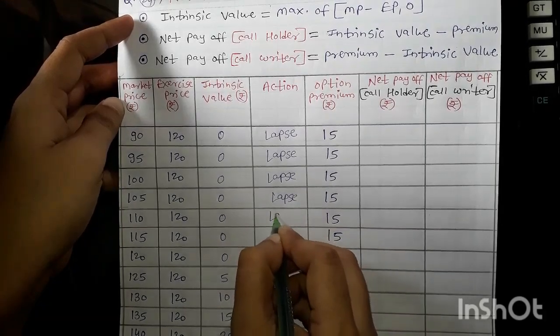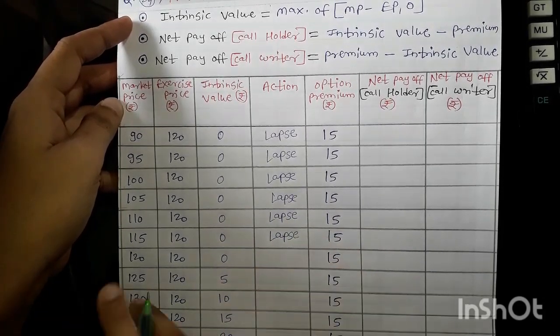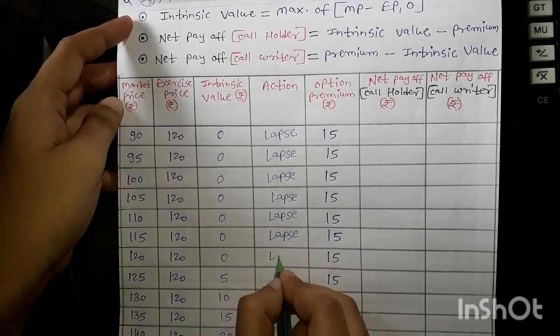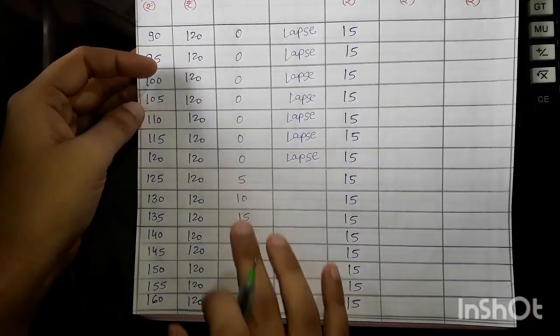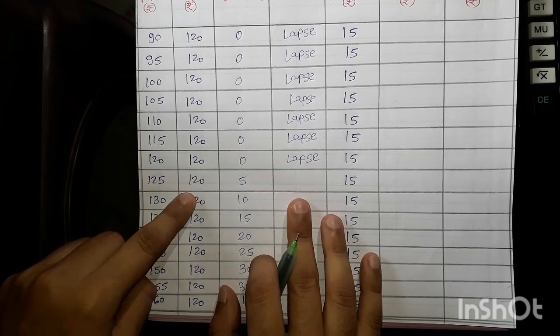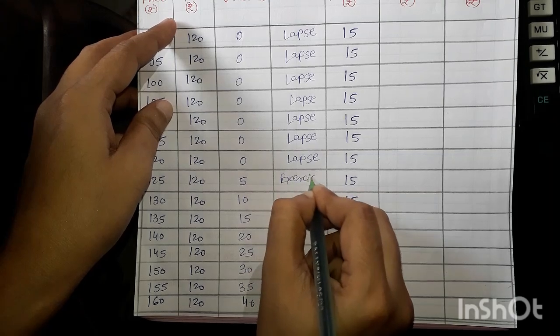So here everywhere it will lapse, till the last 0 it lapses. Now here both are equal, then you can go for the market, so here also it lapses. But here positive figures are there, which means the option will be exercised, because the market is offering at a higher rate and the exercise price is lower, so we will obviously exercise the option. So here, exercise.